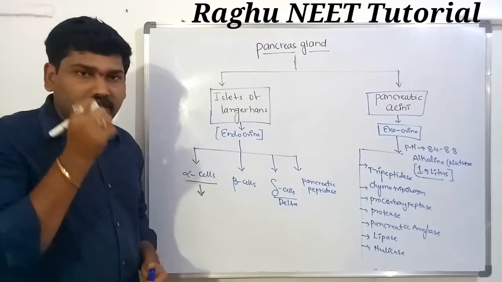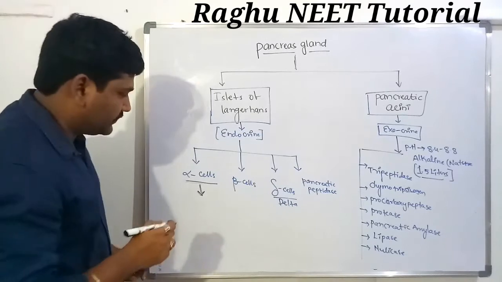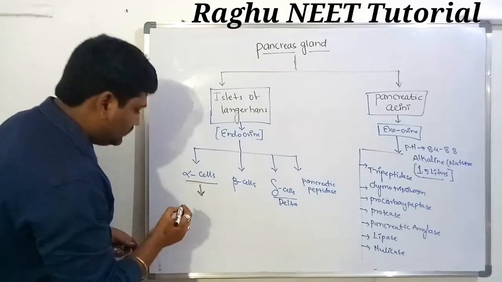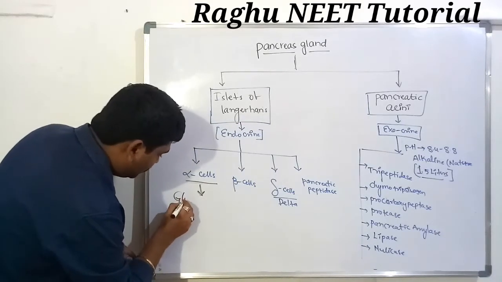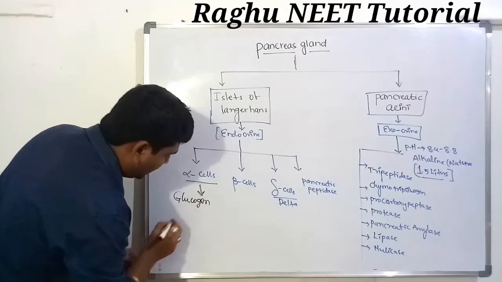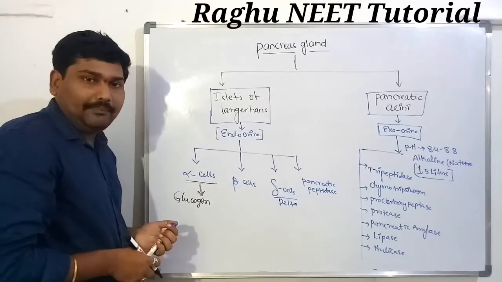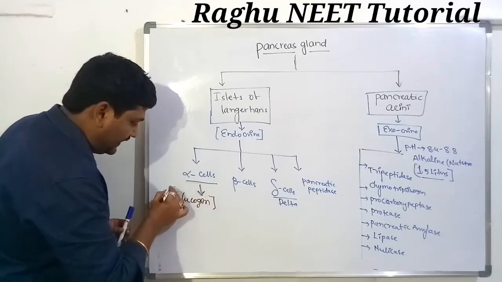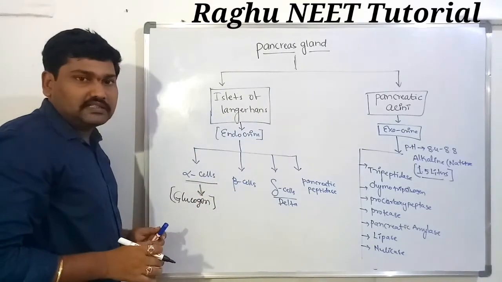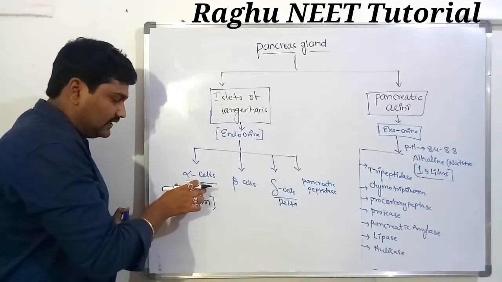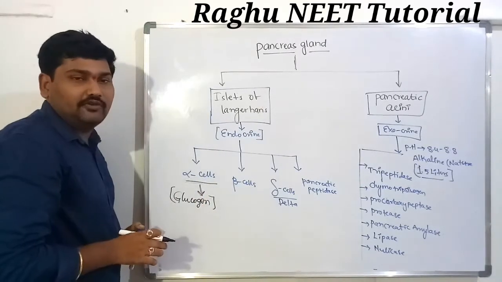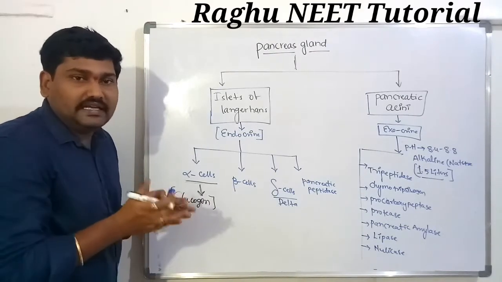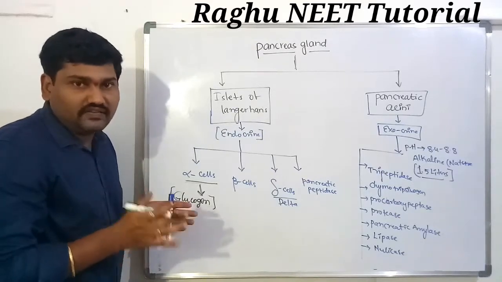The alpha cells secrete glucagon into the bloodstream. It rapidly increases the glucose level in the bloodstream. So when the islets of Langerhans secrete from alpha cells, the alpha cells secrete glucagon into the bloodstream. The function of glucagon is increasing the glucose level in the bloodstream.